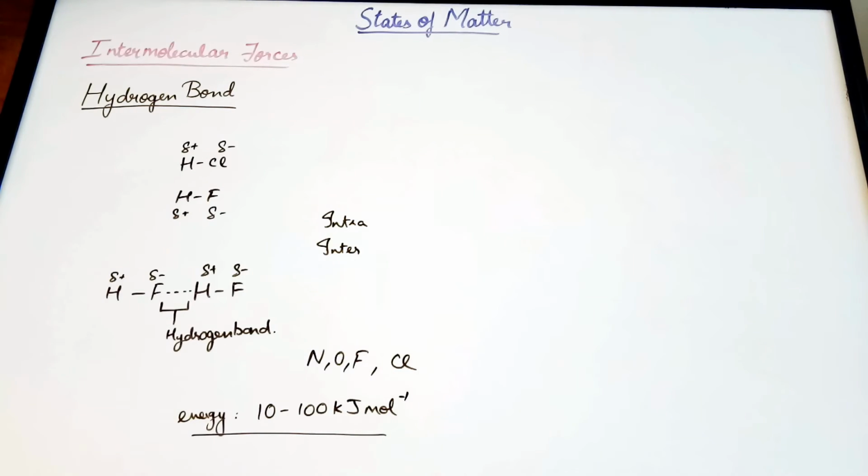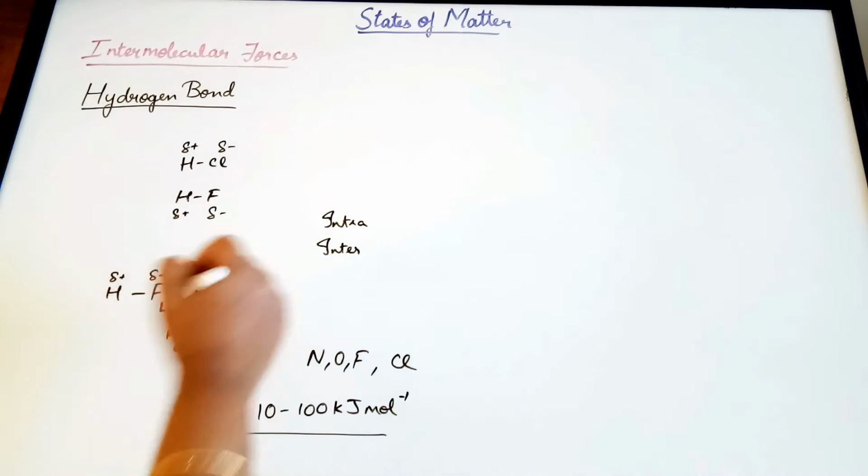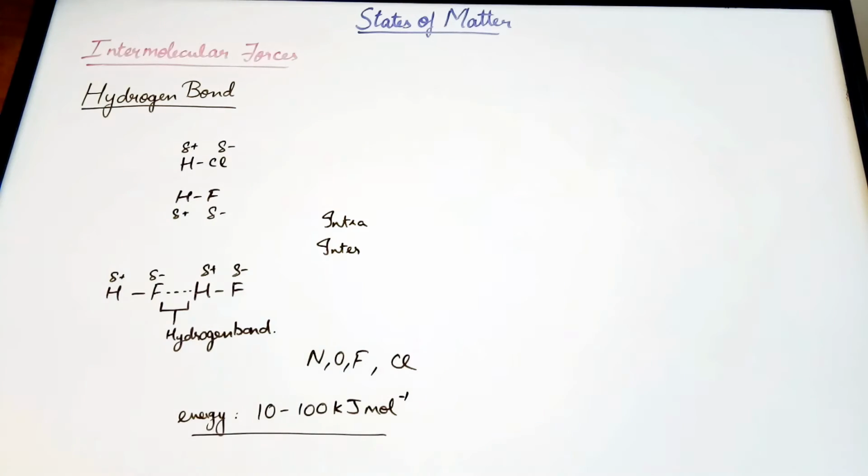Anyways, the strength of a hydrogen bond depends upon the Coulombic interaction between the lone pair of electrons on the electronegative atom and the atom of hydrogen. So there is a Coulombic interaction between the lone pair of electrons on the electronegative atom and the hydrogen atom, and that in turn determines the strength of the hydrogen bond. So with that, we're done with hydrogen bonding.